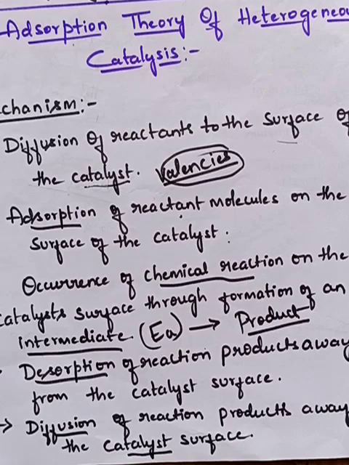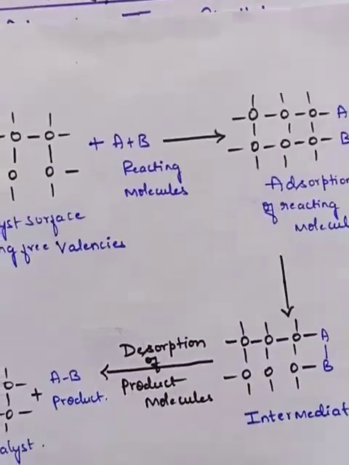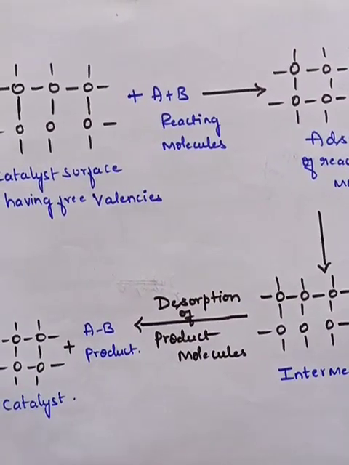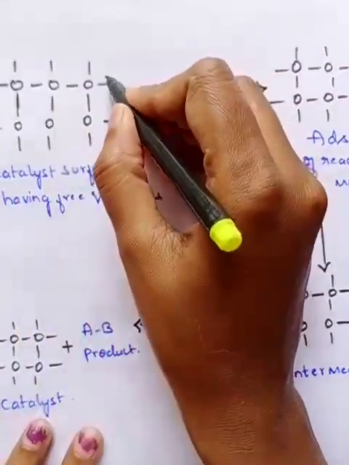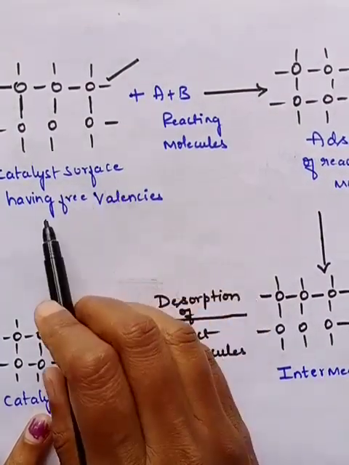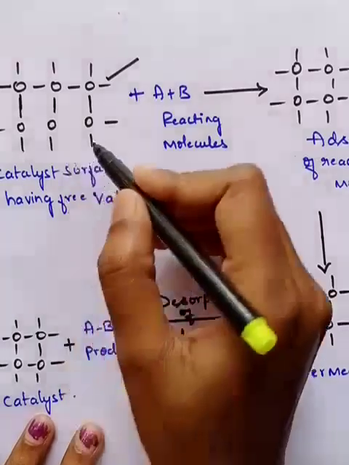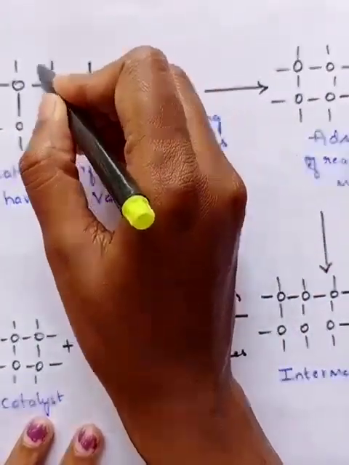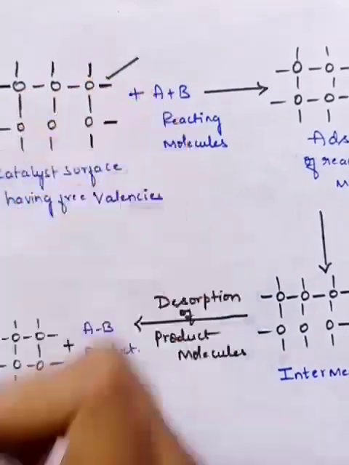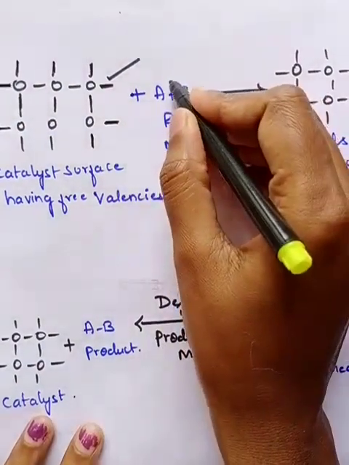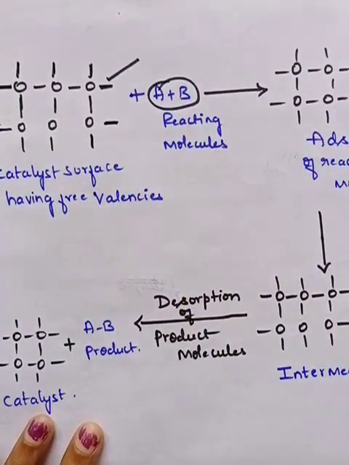So this process you can better understand with this diagram. You can see here. Okay. See, this is the structure of the catalyst. Here you can see the catalyst surface having free valencies. Whatever bonds you are going to observe here, these are the valencies freely available on its surface. And here what we have is A plus B, the reacting molecules.